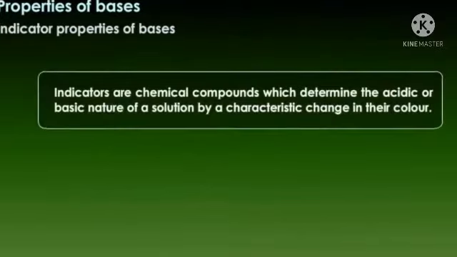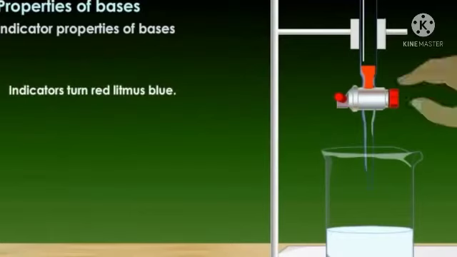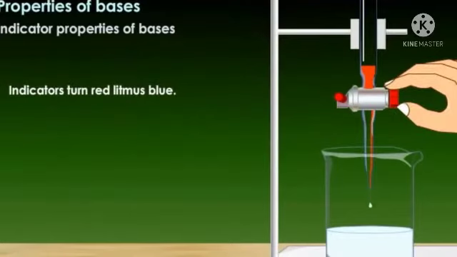Indicator properties of bases. Indicators are chemical compounds which determine the acidic or basic nature of a solution by a characteristic change in their color.